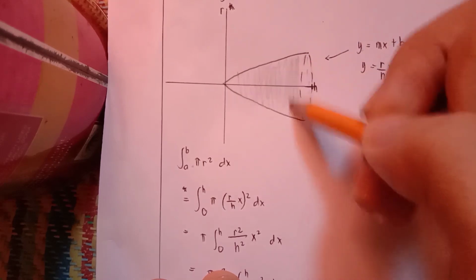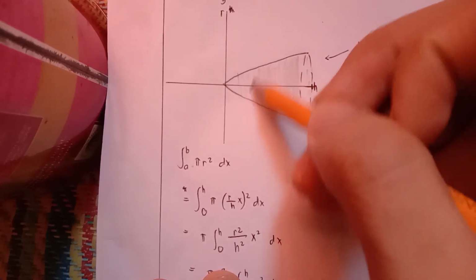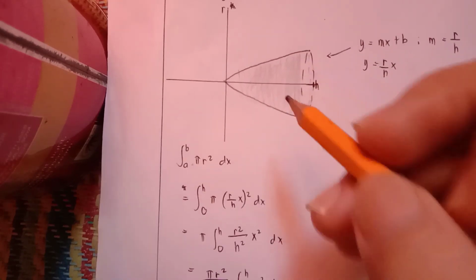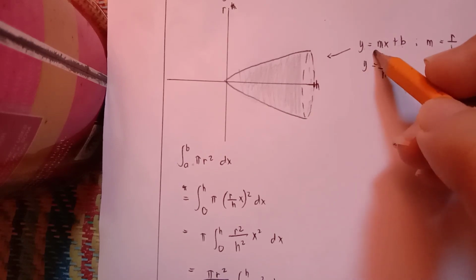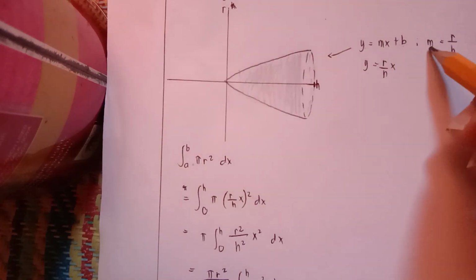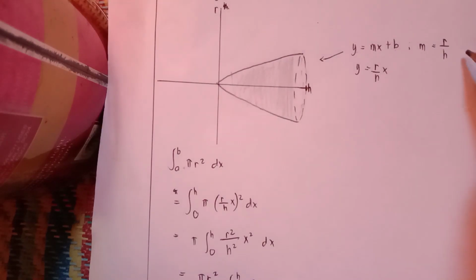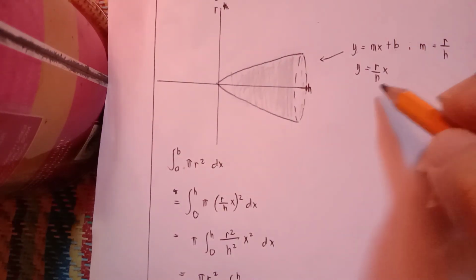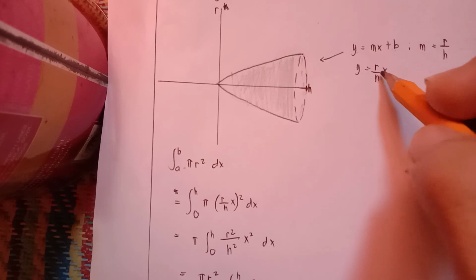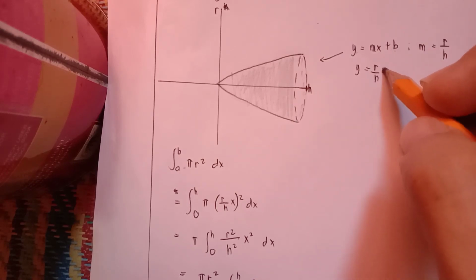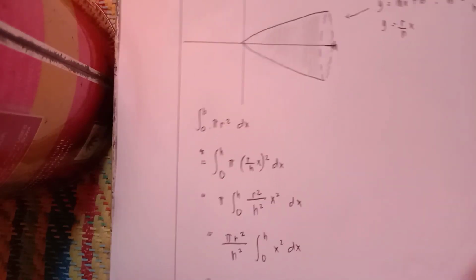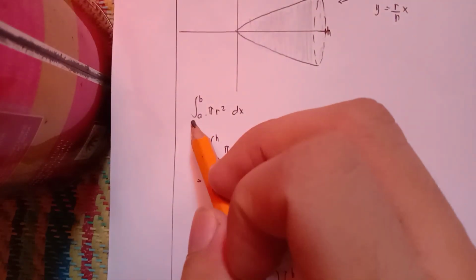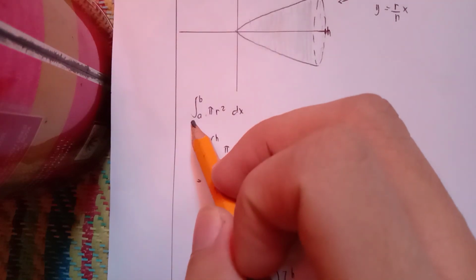Then this is what we will get, the volume of the solid. So this line, this is your equation, y equals mx plus b, where our m is r over h, or the rise over run. So our y becomes r over h times x. Since b is 0, we don't include it. So this is the formula for finding the volume of a solid of revolution.